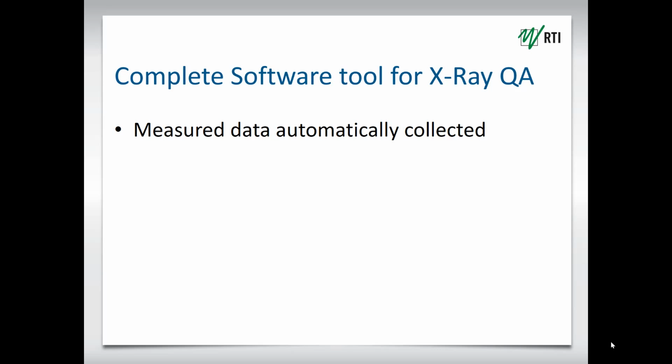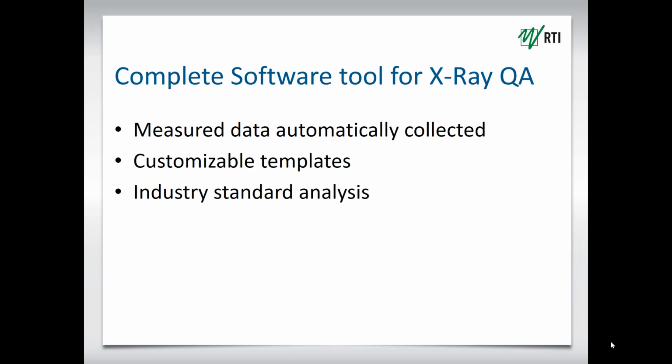Measured data is automatically collected into Ocean Professional using RTI's QA meters like the Black Piranha and the Cobia, or it can be entered via keyboard entry using other QA meters. Ocean allows you to obtain the data you want to measure and record through customizable templates. You can even create your own calculations, just like you would in Excel. Ocean provides industry standard analysis along with the flexibility to customize your analysis.